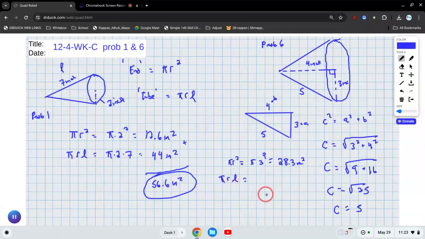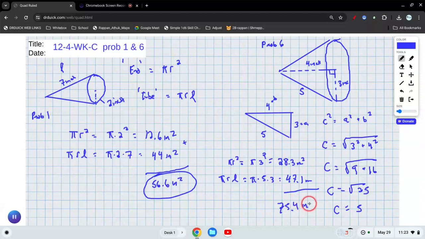And let's do this pi r L. I said that backwards, but therefore it'd be pi times the radius times the length, which we now determined to be 5 inches. So pi times 5 times 3 equals 47.1 inches squared. Now we're going to add them. So we get that plus 28.3.